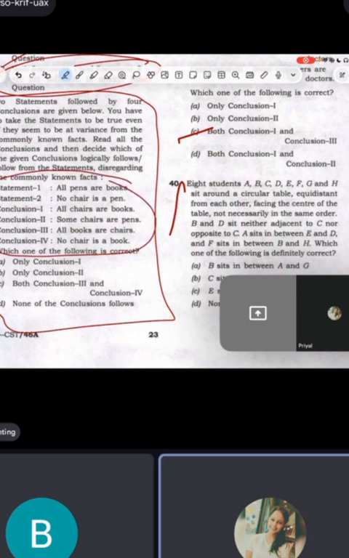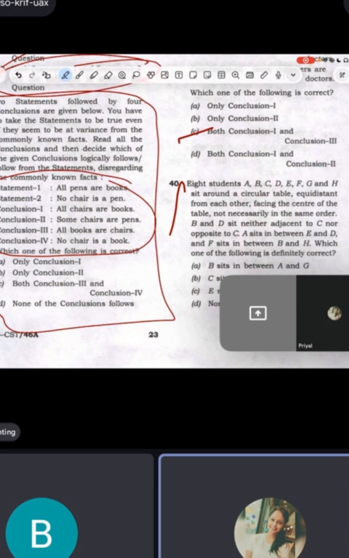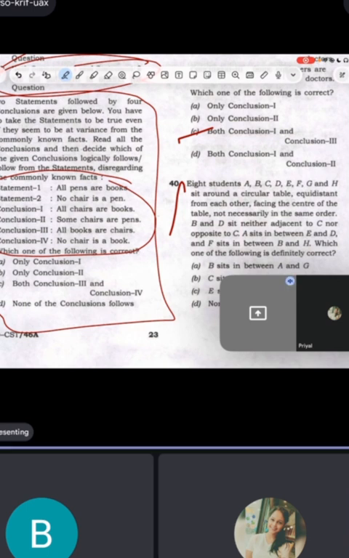Okay. All pens are books. No chair is a pen. The conclusions: All chairs are books. Some chairs are pens. All books are chairs. No chair is a book. Which of the following is correct? Only conclusion one. Okay. Guys, in these types of questions, always remember one thing: we need a definite answer in all cases. It should be definite, not possibilities, because 'each and every' statements are there, which means they are definite.